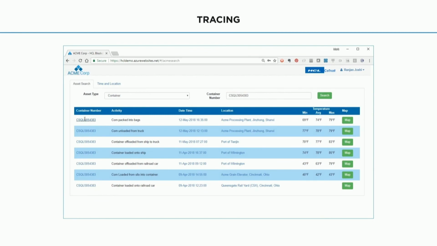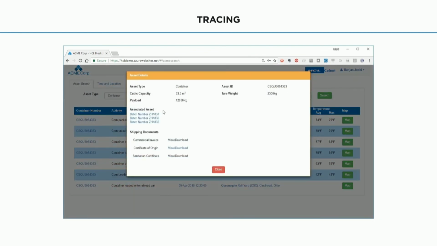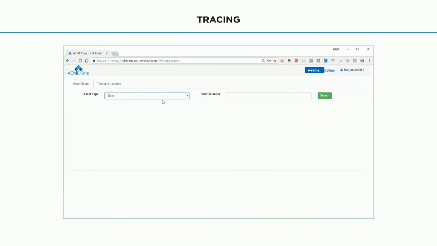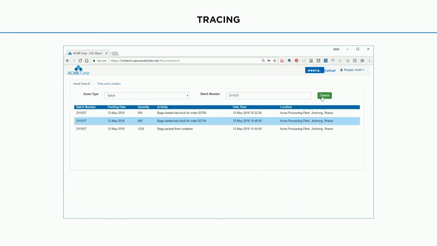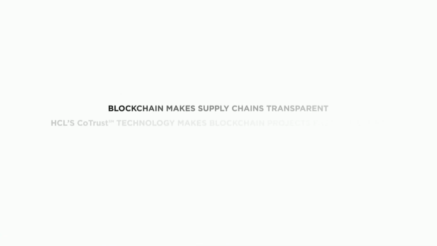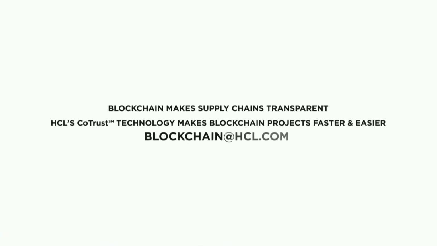We can trace the corn backwards to see which farms the corn came from. We can also trace the corn forward to batches of 50-pound bags to see in what less than truckload bags the corn was included. We see a batch of bags filled from a container and part of that batch loaded onto 2 different trucks. For more information about HCL's CoTrust technology, email blockchain@hcl.com.